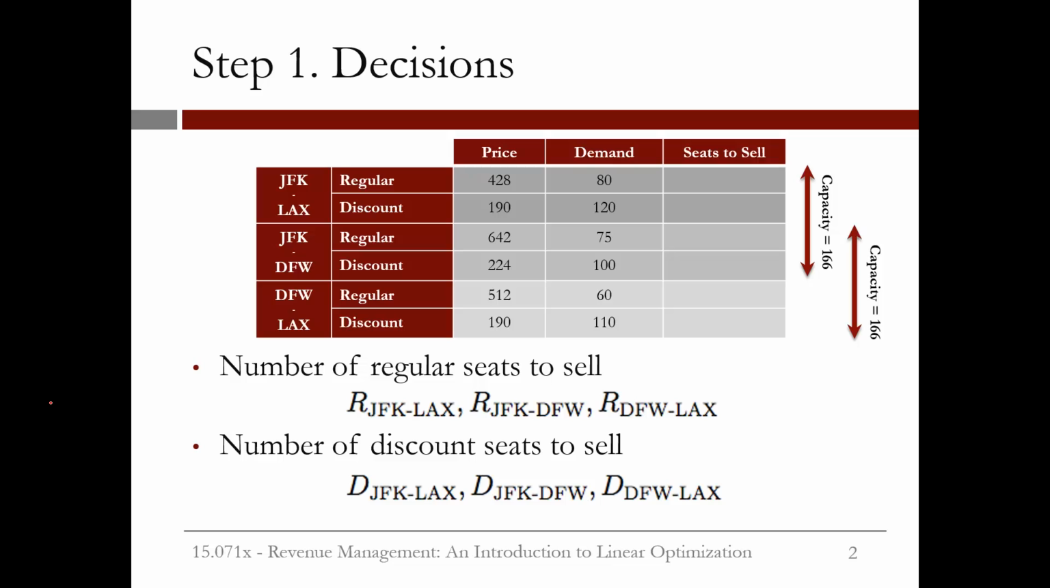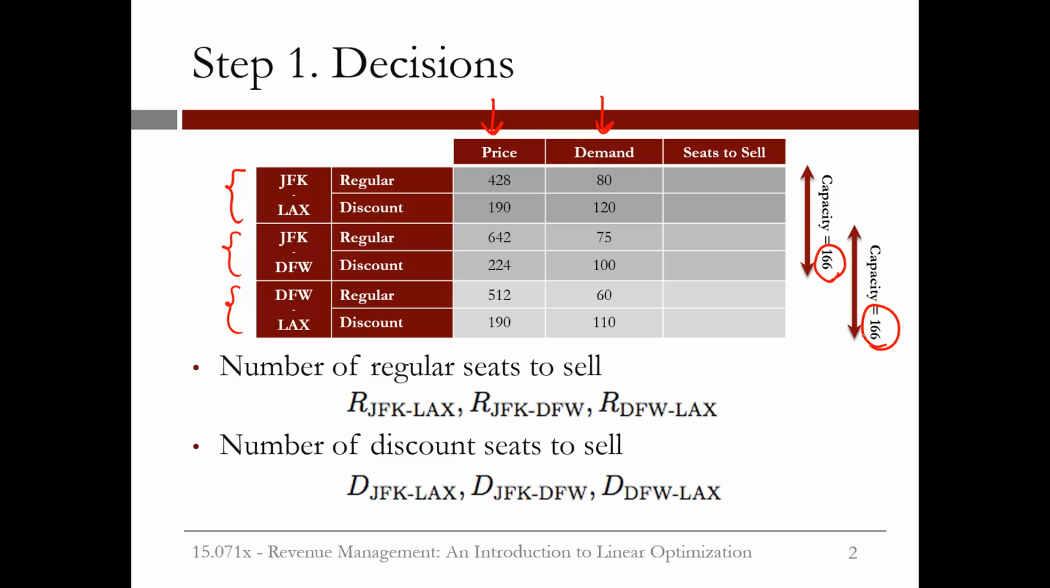So how does our optimization problem change? We now have 6 types of seats that we can offer. The original 2 types, regular and discount from New York to LA, and then 2 types for the new flights, New York to Dallas and Dallas to LA. We know the price of each type of ticket and the forecasted demand for each type of ticket. We also know that we have a capacity of 166 for each leg of the trip.